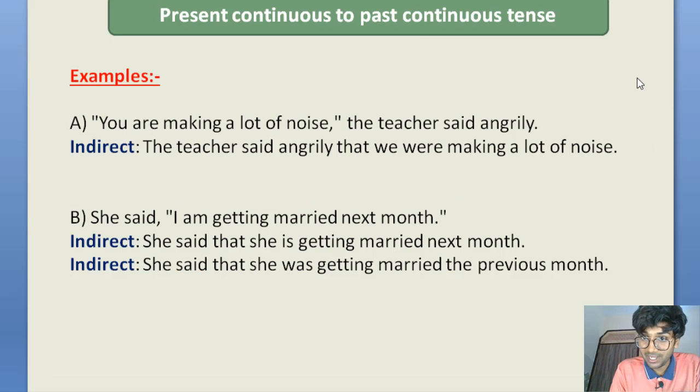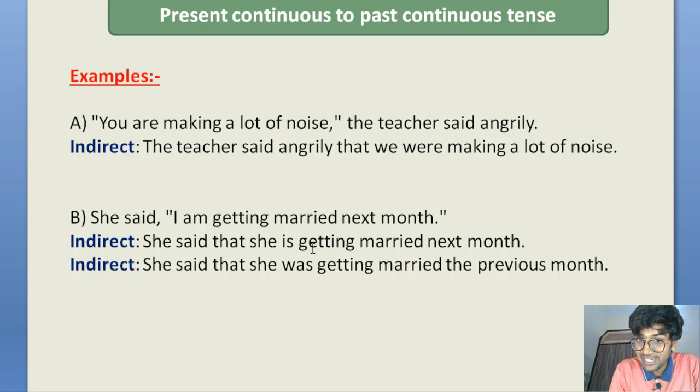Second, present continuous to past continuous. "You are making a lot of noise," the teacher said angrily. The teacher said angrily that, who is "you"? That's we, the students. The teacher said angrily that we were making a lot of noise. "Are" is changed into "were". Are making, were making. Present continuous, past continuous. Got it?